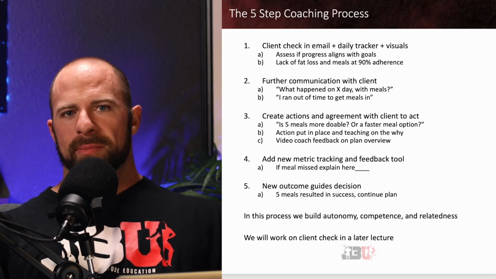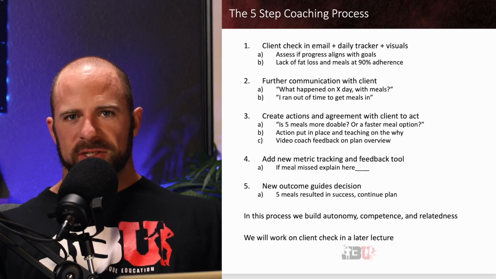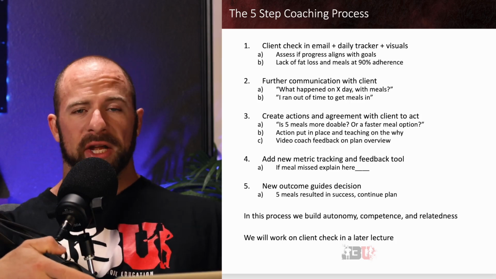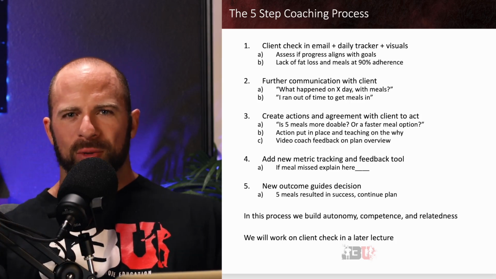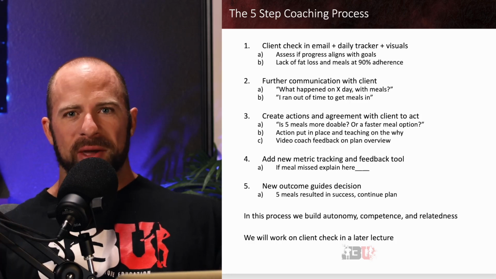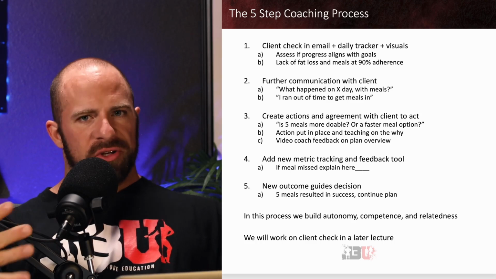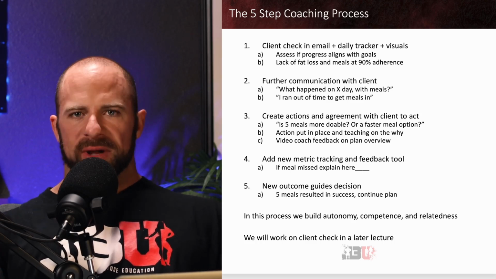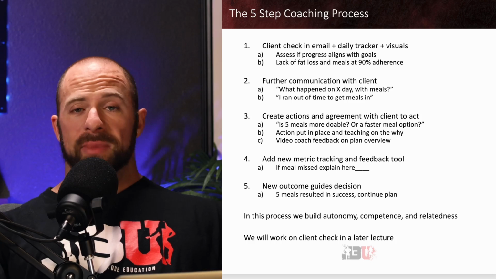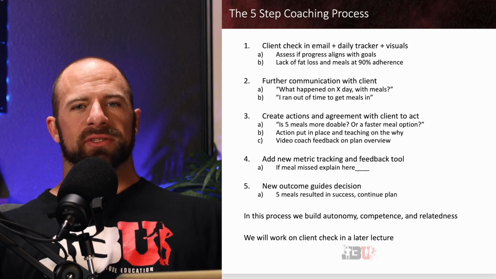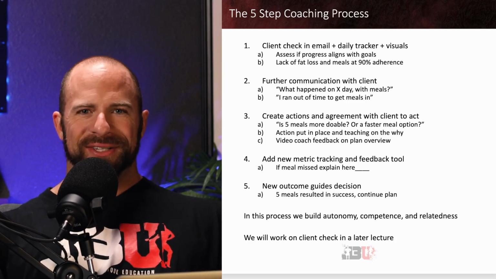So if meal missed, explain here. So you might need to add that onto your tracking sheet. It's not just say, how adherent were you today? If missed a meal, note why. And maybe that's all you need to add into your tracking system. Then we're on to step 5. The new outcome guides the decision. So 5 meals per day resulted in success. Perfect, easy. Continue the plan.